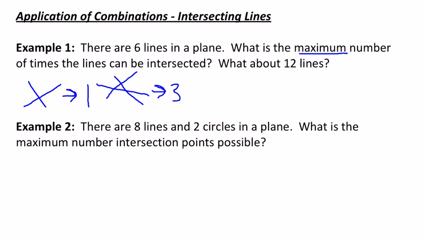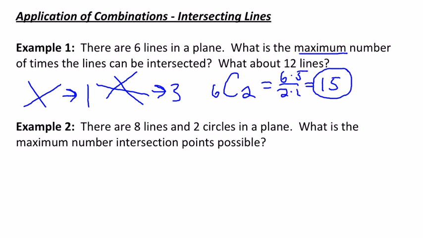So the question then is, how many pairs of lines are there? Well, if we ever want to find out how many pairs there are, that means how many sets of 2. And so that's the same as saying you got 6 lines. How many ways can I pick 2 of those lines? And so the answer is just going to be 6 choose 2, which would be 6 times 5 over 2 times 1, which equals 15. So if you've got 6 lines, there are 15 intersections, or the maximum number of intersections is 15.